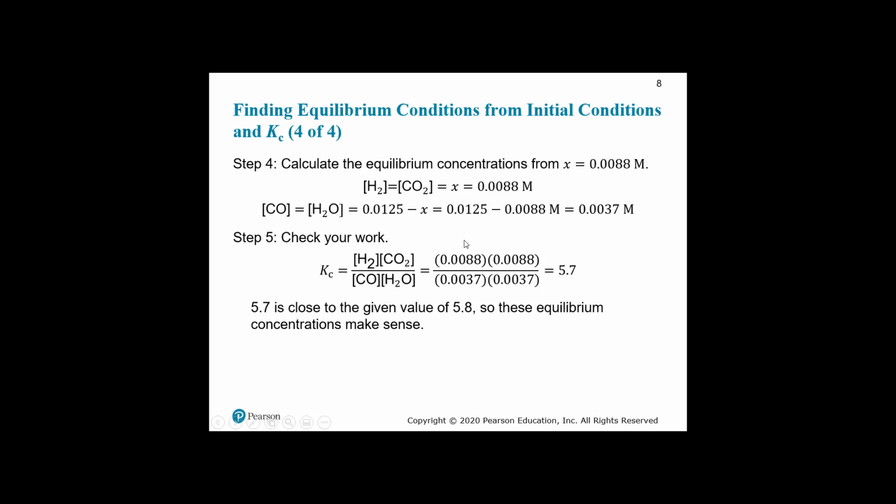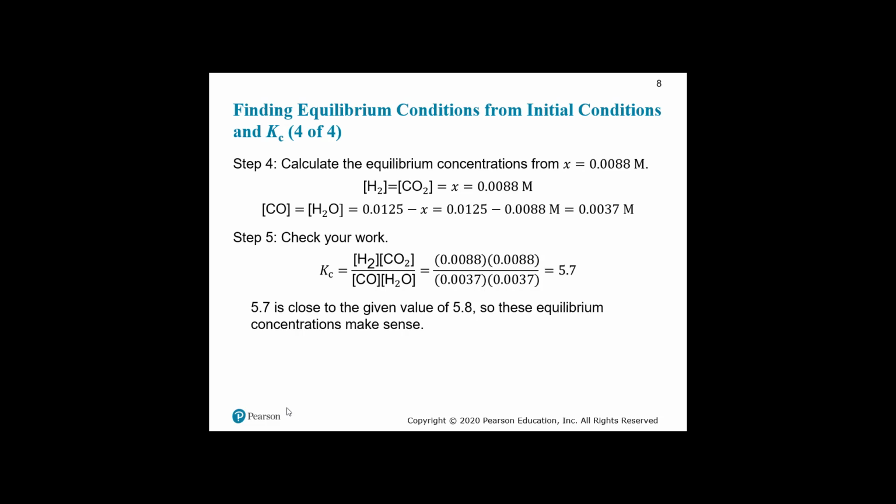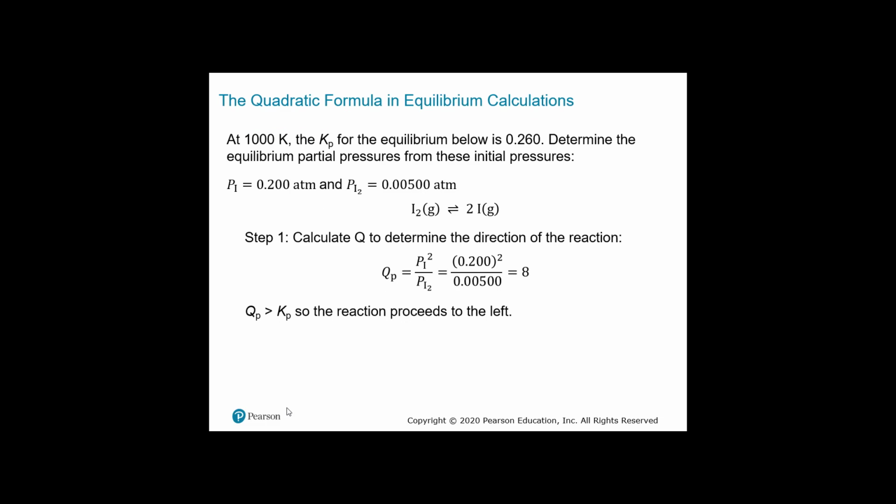Now, how do we make sure that it's correct? Plug everything back in, and we get 5.7. Our equilibrium constant is 5.8, so it's close enough that we are on the right track. Oh, I forgot to fix that title in front. Okay, so now we're going to do one that's a little bit more complicated.